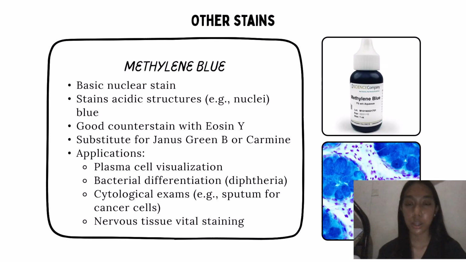Another is the methylene blue, which is a basic nuclear stain that binds to acidic structures such as nuclei, producing a blue coloration. It is commonly used as a counterstain with eosin Y and can serve as a substitute for Janus green B or carmine in certain protocols. It has wide application including plasma cell visualization, bacterial differentiation, for example in diphtheria diagnosis, cytological examination such as sputum analysis for cancer cells, and vital staining for nervous tissue.